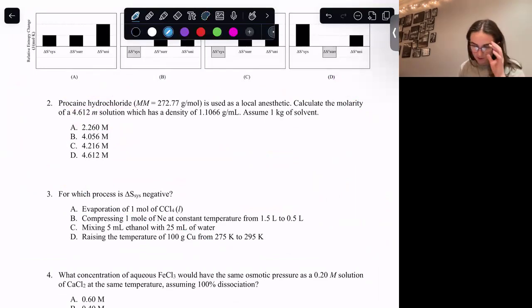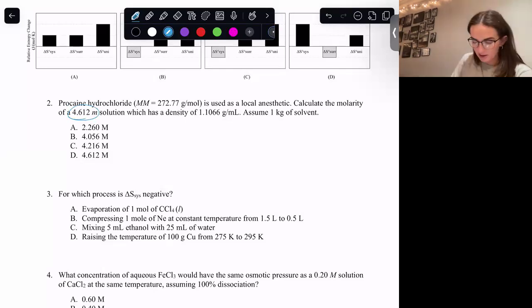Okay, so for question 2, we have procaine hydrochloride, which is used as a local anesthetic, and we want to calculate the molarity of a 4.612 molal solution with a density of 1.1066 grams per milliliter, and we're going to assume 1 kilogram of solvent. So the thing to note here is that you're working in between units. Sorry, that was concentration units.